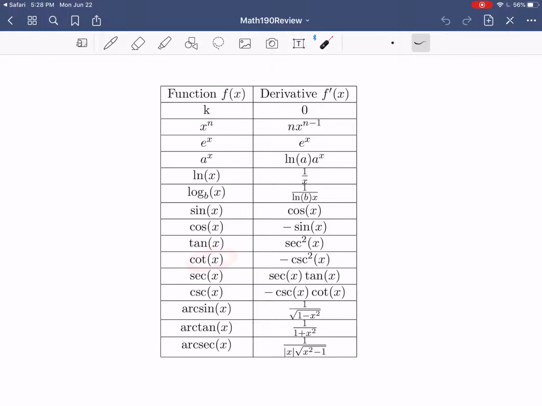Derivative of cotangent, whenever you're doing the co-functions, you sort of get the co of the derivative, but with a negative sign. So the derivative of cotangent is negative cosecant squared. The derivative of secant is secant tangent, and the derivative of cosecant then is negative cosecant cotangent.